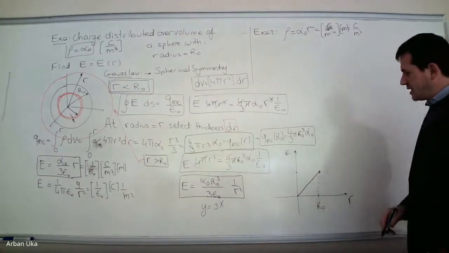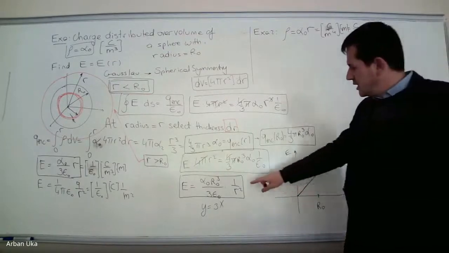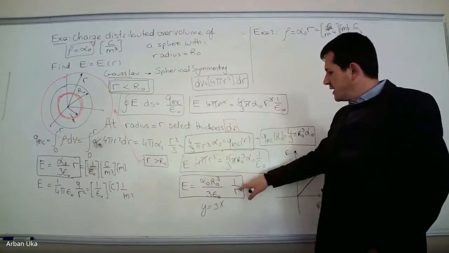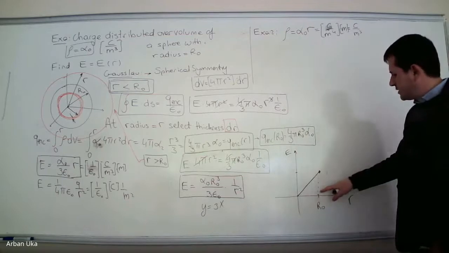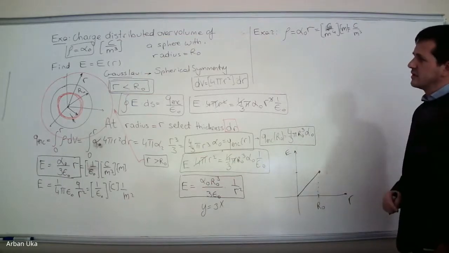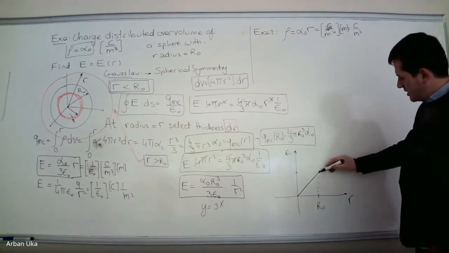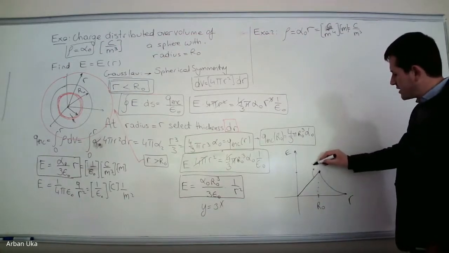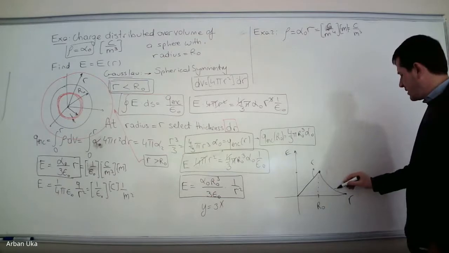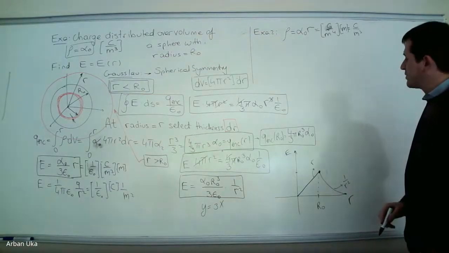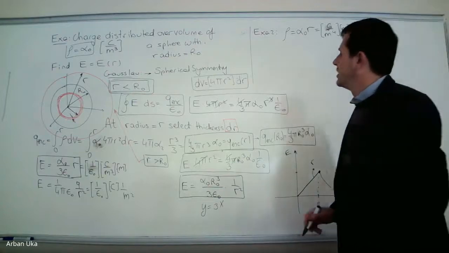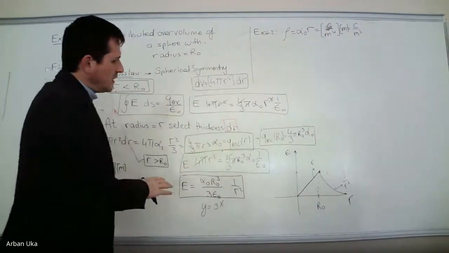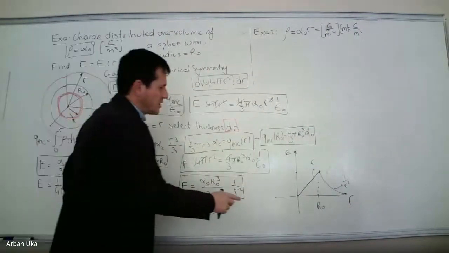After some point, immediately after the electric field leaves the charged object, it is going to drop like this. So this behavior is proportional to R, and this behavior is proportional to 1 over R squared. So this is how it is changing. Now we have solved this problem completely.